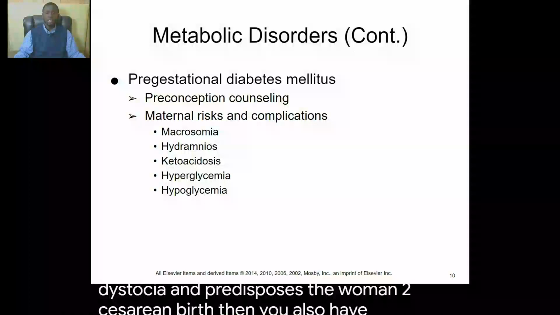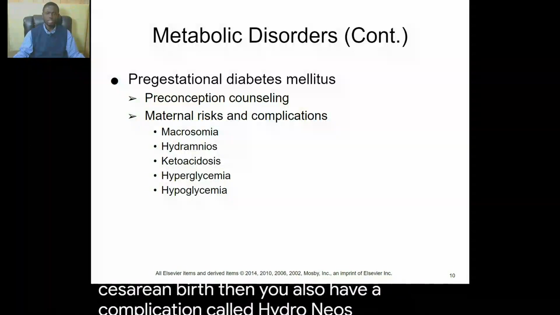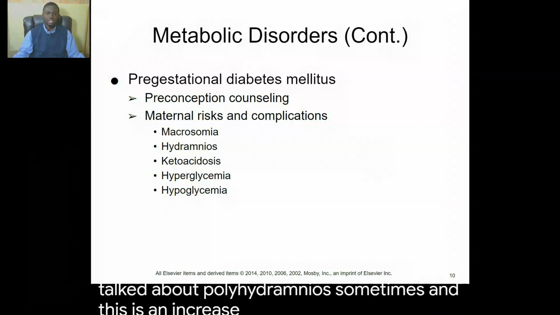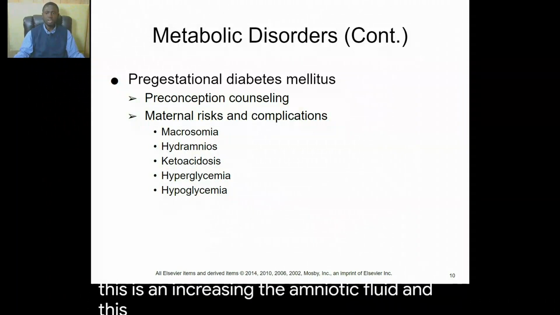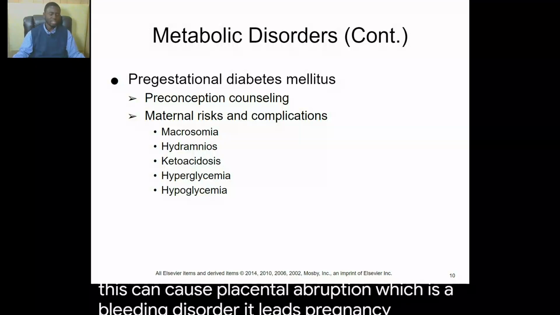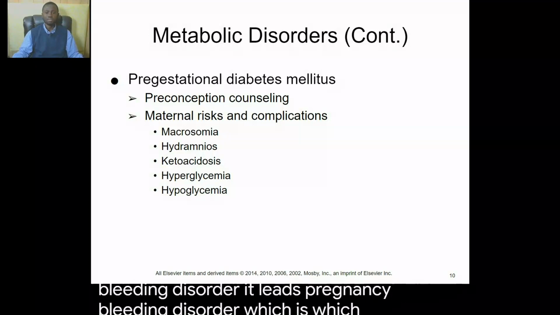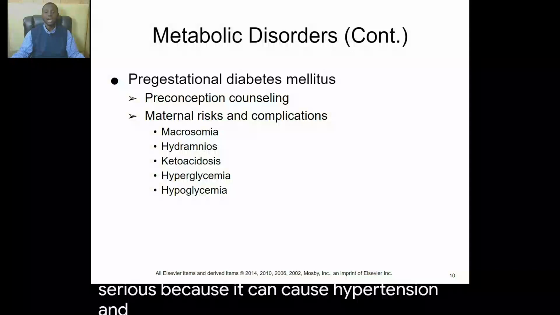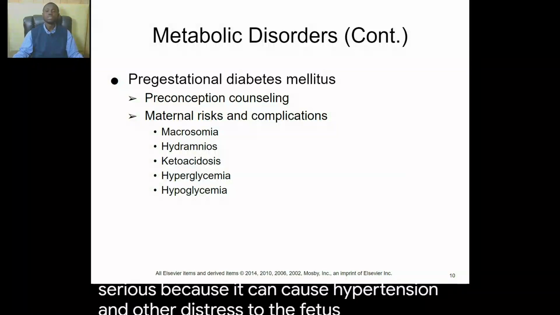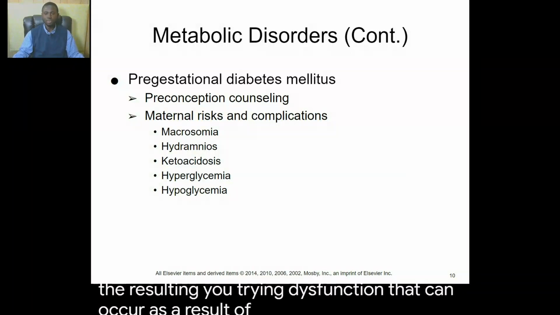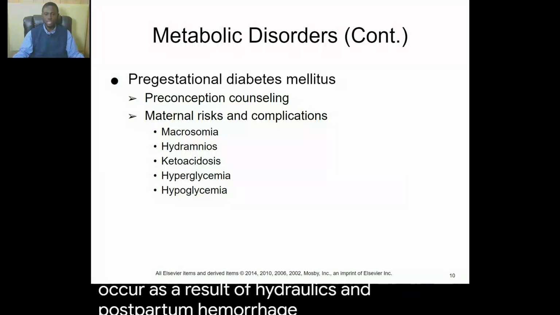Then you also have a complication called hydramnios, and we talked about polyhydramnios sometime. This is an increase in the amniotic fluid, and this can cause placental abruption, which is a late pregnancy bleeding disorder, which can be very serious because it can cause hypotension and other distress to the fetus. There is also the resulting uterine dysfunction that can occur as a result of hydramnios, and postpartum hemorrhage and infections.